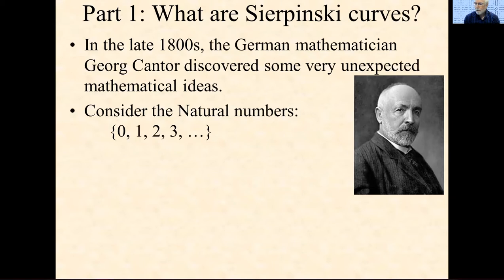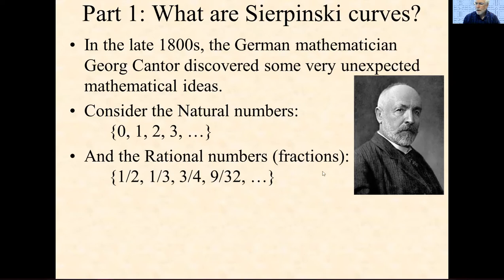Let's start with the natural numbers, 0, 1, 2, 3. Those numbers we know go on forever, so this forms an infinite set. Another infinite set you're familiar with is the set of all fractions. Mathematicians call this set the rational numbers. Here are just a few of those numbers, 1/2, 1/3, 3/4.